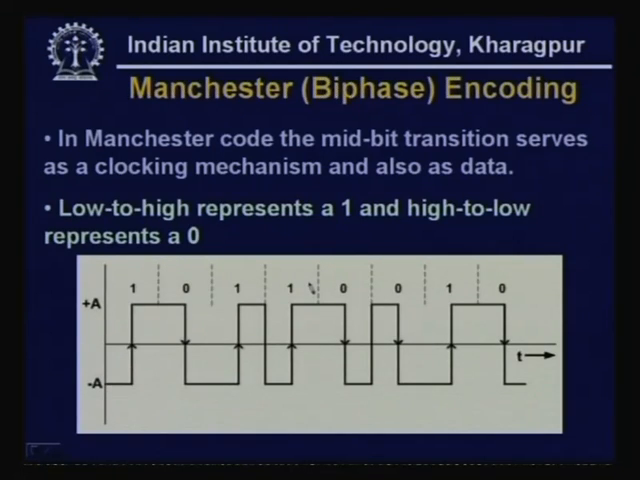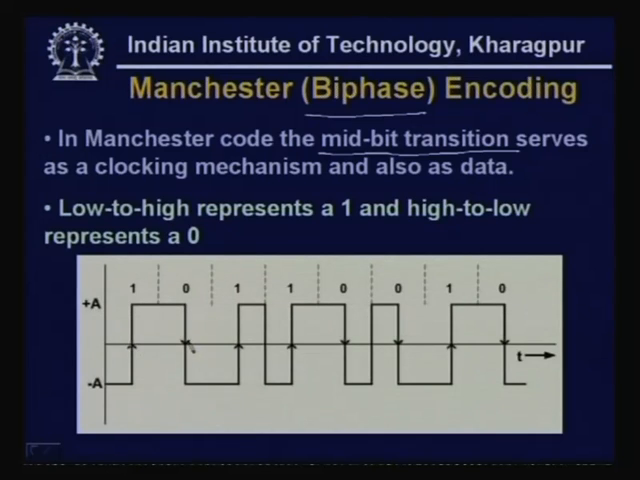This Manchester encoding is also a bipolar encoding. Here we are also using plus A and minus A, two signals of two polarity levels. However, as you can see, we can consider that each signal element is divided into two phases, biphase, the first part and second part. So, in Manchester encoding, there is a mid bit transition. So, mid bit transition is taking place.